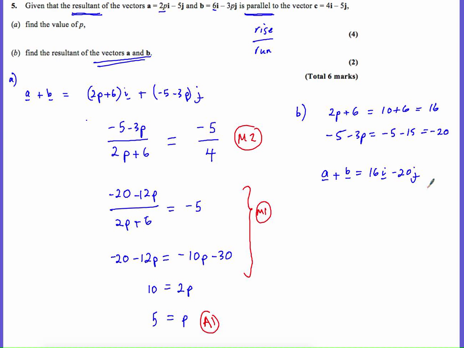Marks. 1 for your answer. You can see it's only worth a couple of marks. And then 1 for multiple variations of your method, but only 2 marks on that question.